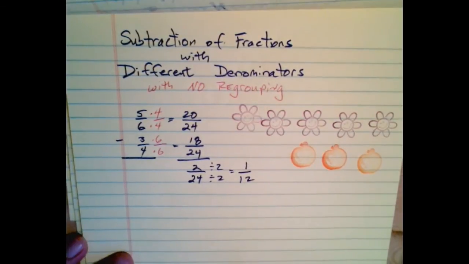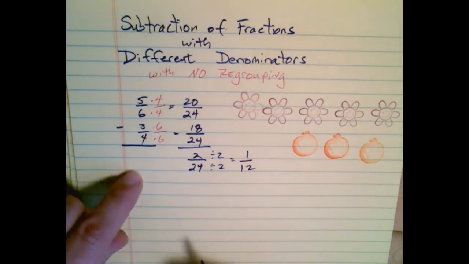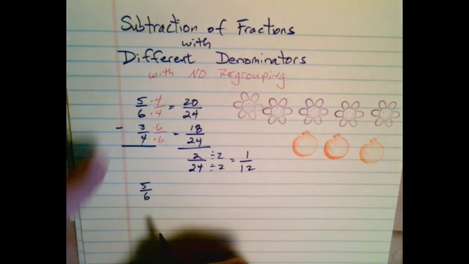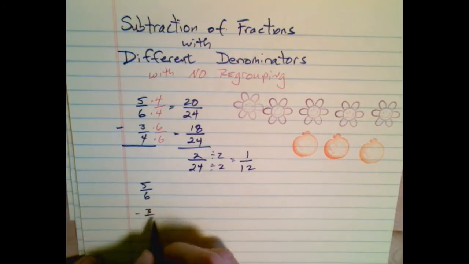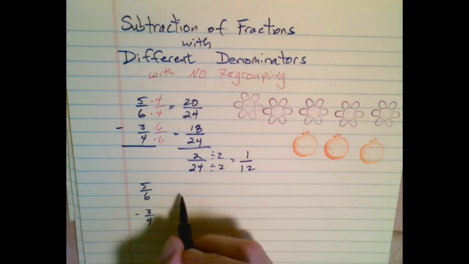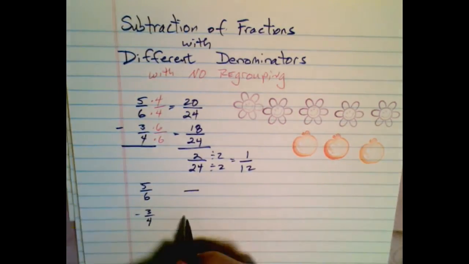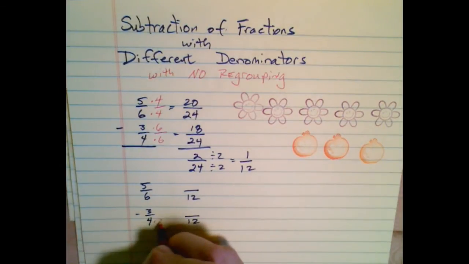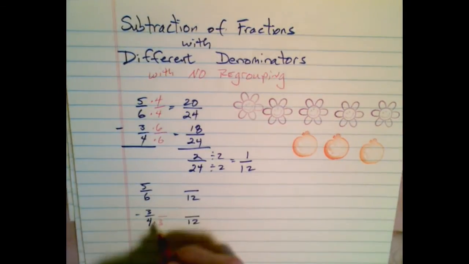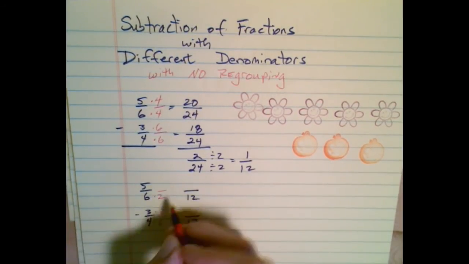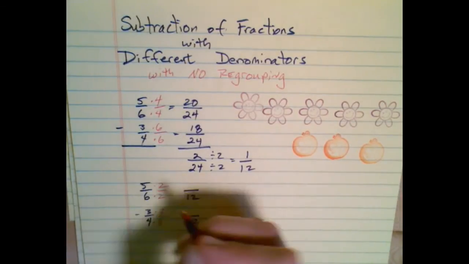I'm sure some of you saw right away that, hey, I don't have to go all the way to 24, because 6 and 4 both have a multiple of 12 in them. So I can change 6 to look like 12, and I can also change 4 to look like 12 using multiplication. So I know 4 times 3 is 12. If I multiply the bottom by 3, I also have to multiply the top by 3. If I multiply 6 by 2 to get 12, I also have to multiply the top, the numerator, by 2.